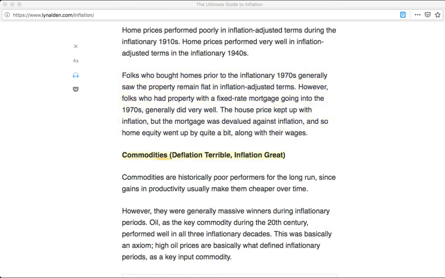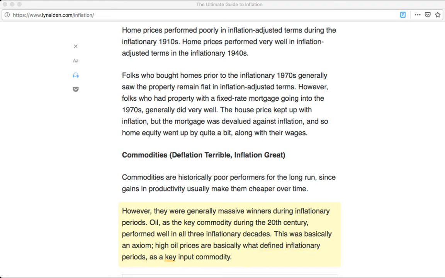Commodities: deflation terrible, inflation great. Commodities are historically poor performers for the long run, since gains in productivity usually make them cheaper over time. However, they were generally massive winners during inflationary periods. Oil, as the key commodity during the 20th century, performed well in all three inflationary decades. This was basically an axiom. High oil prices are basically what defined inflationary periods.